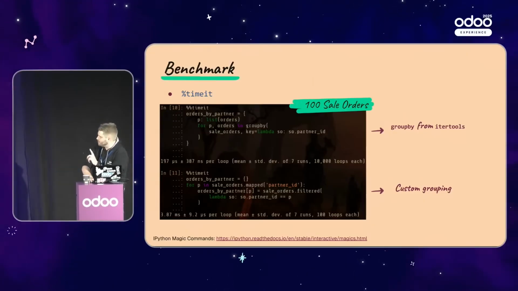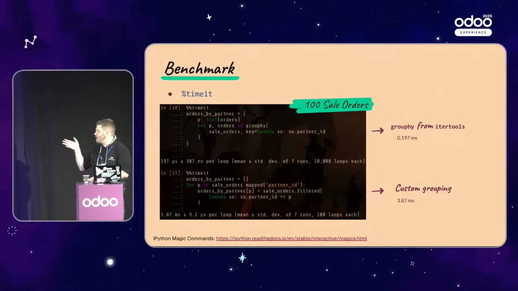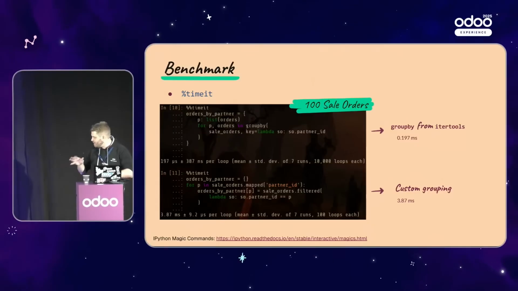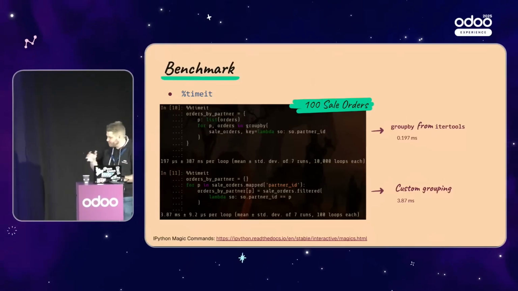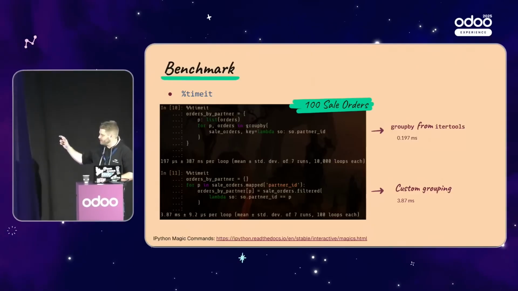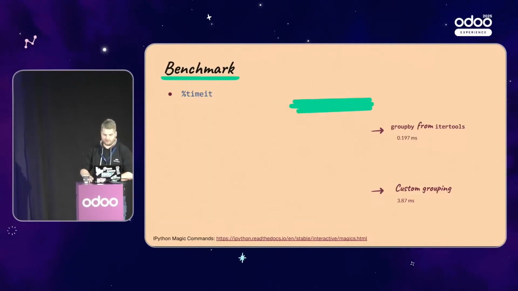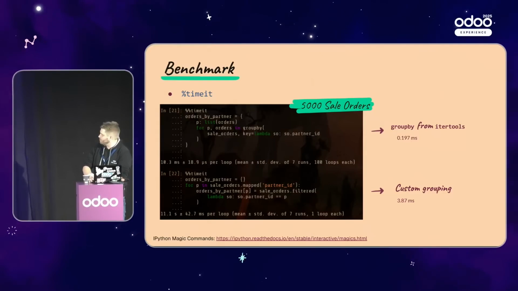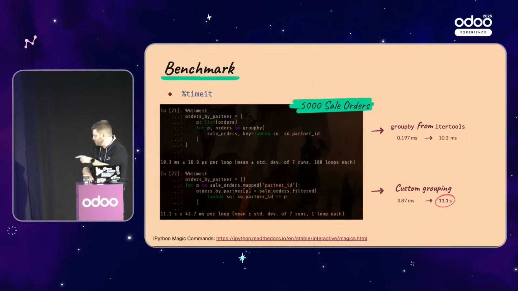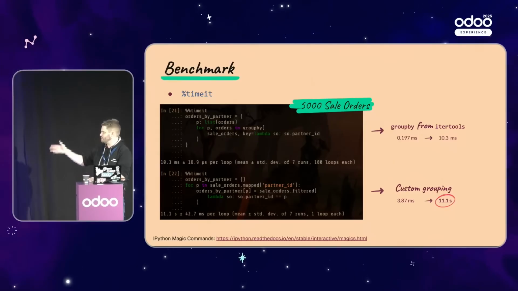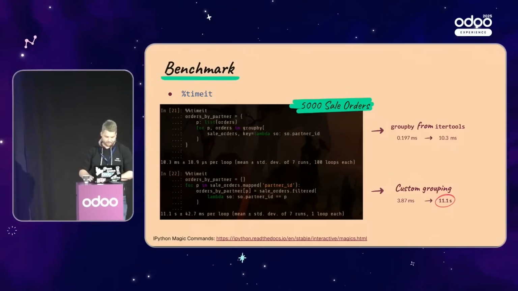Now here already, you can notice that the groupby from itertools took about 0.2 milliseconds, which is great, and the custom grouping took about 4 milliseconds, which is also kind of great, or at least negligible, but you can already see there is quite a big difference. So let's make sure that this difference is relevant by now taking a subset of 5,000 sale orders. And immediately, you can see that the groupby from itertools went from 0.2 milliseconds to 10 milliseconds, but the custom grouping went to 11 seconds, which of course is a lot less acceptable. So this shows us that this way is definitely not the way to go.